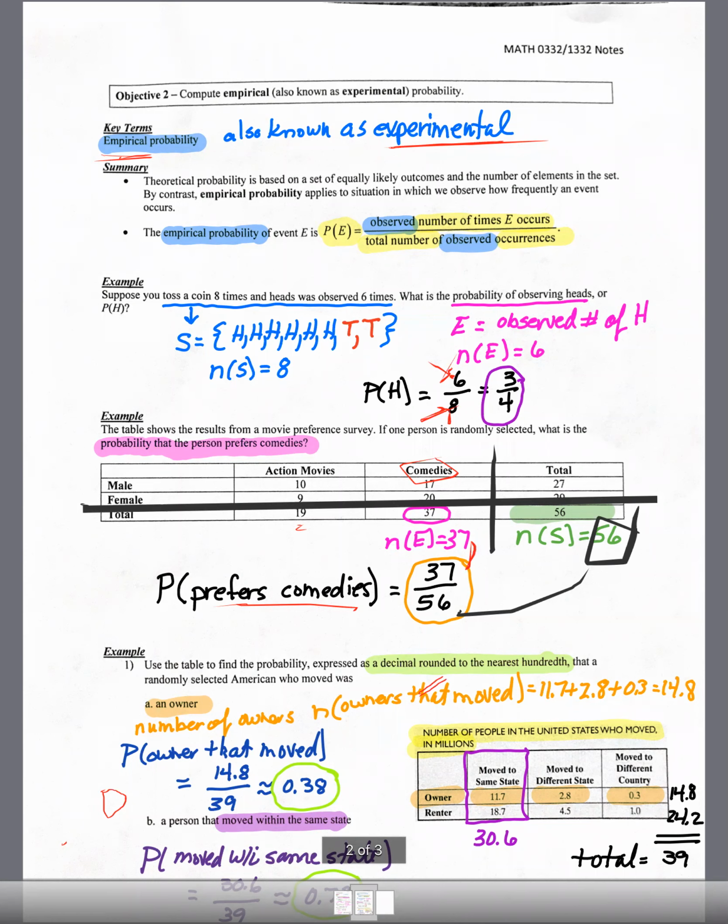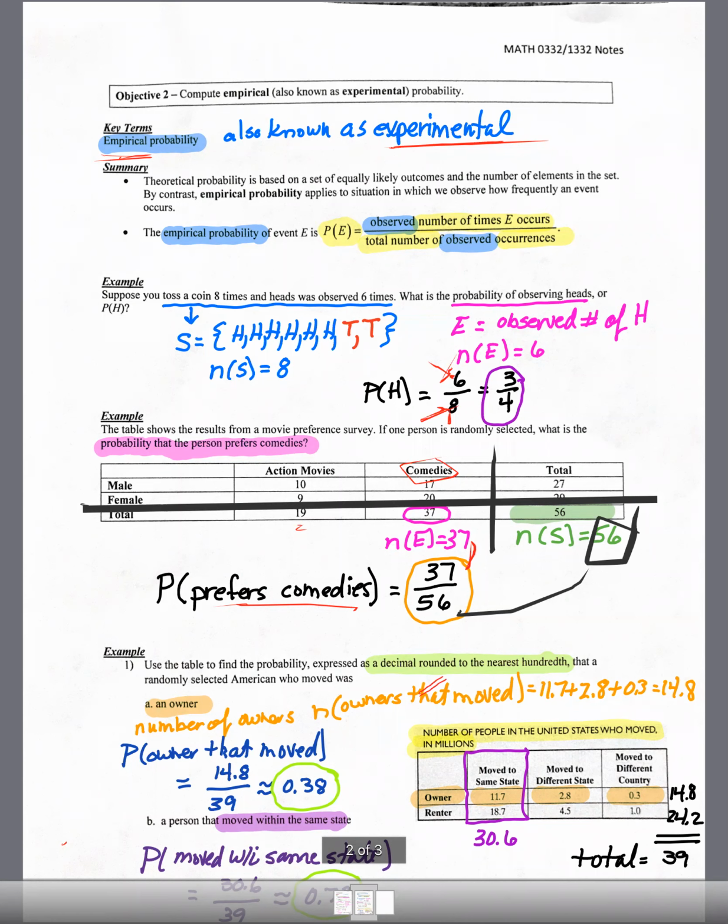If your instructions ask you to give a decimal approximation to 3 decimal places, then all you have to do is divide 37 by 56 and give that decimal approximation. But 37 over 56 is what we call the exact answer.